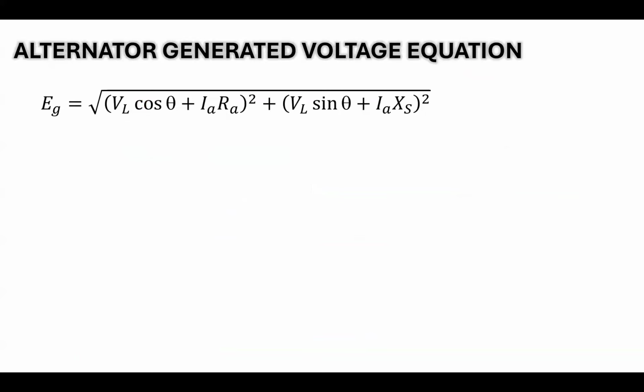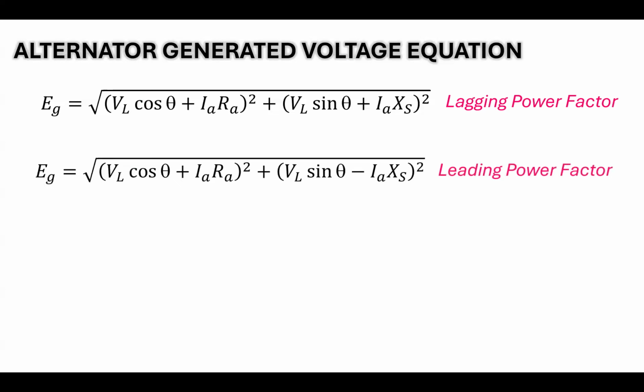So to summarize, the generated voltage equation for an alternator is simply like this. The square root of quantity V L cosine theta plus I A R A, squared, plus the square of quantity V L sine theta plus I A X sub S. That is for lagging power factor. For leading power factor, we simply change the plus sign to a minus sign.